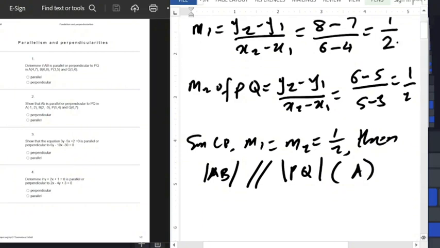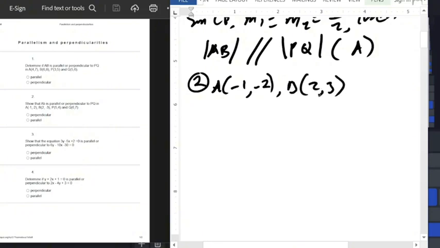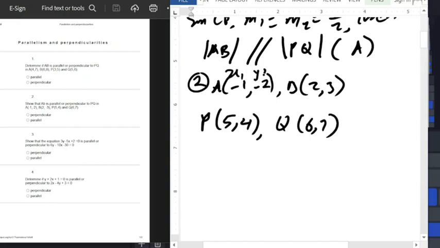Then number 2. Question number 2: show that AB is parallel or perpendicular to PQ. A has coordinates (-1, -1/2), and B has coordinates (2, 3), then P has coordinates (5, 4), and Q has coordinates (6, 7). So we have X1, Y1, X2, Y2 for line AB, and for line PQ, X1, Y1, X2, Y2.